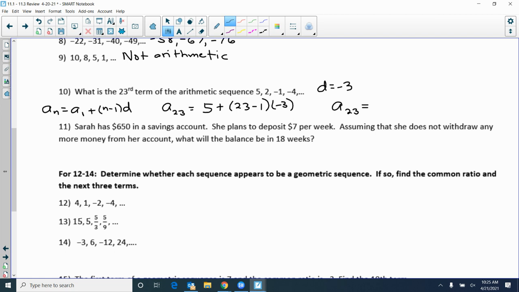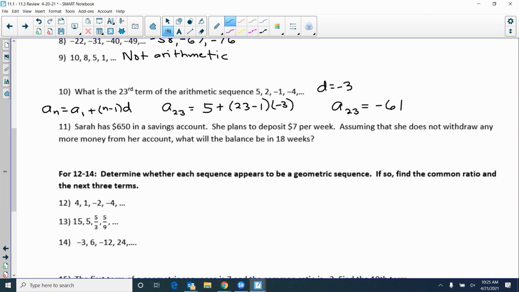You got the answer for 10? Negative 61. Good. She is correct. That's what the final answer should be.